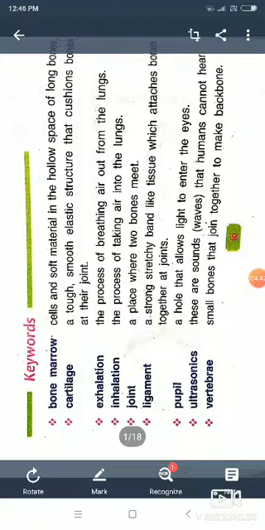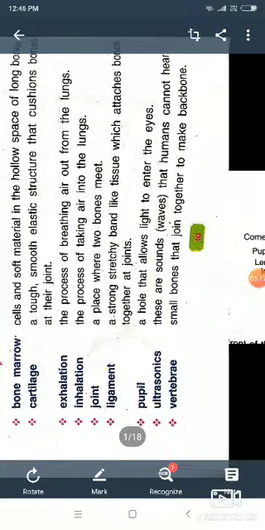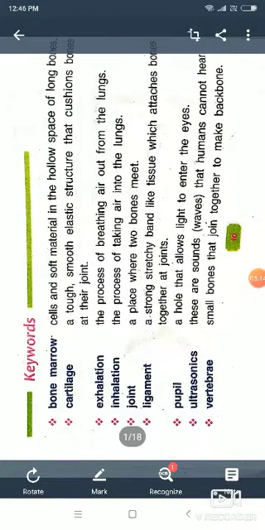Okay. Now this is important, vertebrae, V-E-R-T-E-B-R-A-E. Vertebrae, you will define like this: small bones that join together to make the backbone are called vertebrae. Okay, I hope no problem is there. So everyone will learn the spelling and the definitions of these words.